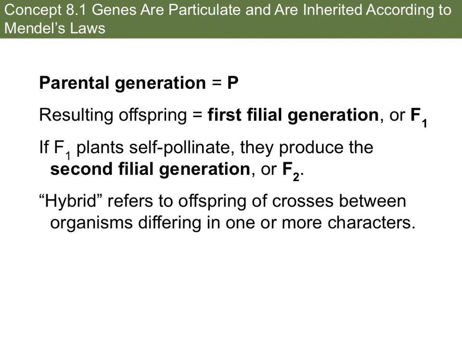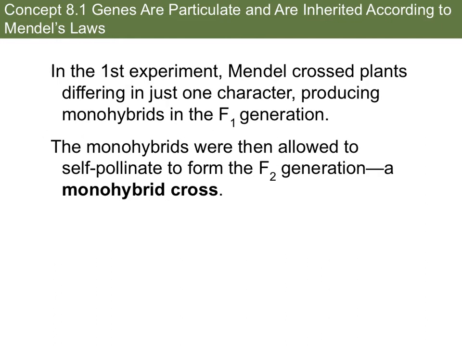He identified the parental generation as P and any resulting offspring as the first filial generation, or F1. If the F1 plants self-pollinate, they produce the second filial generation, or F2. The word hybrid refers to an offspring of crosses between organisms differing in one or more characters. In the first experiment, Mendel crossed plants differing in just one character, producing monohybrids in the F1 generation. The monohybrids were then allowed to self-pollinate and form the F2 generation, a monohybrid cross.